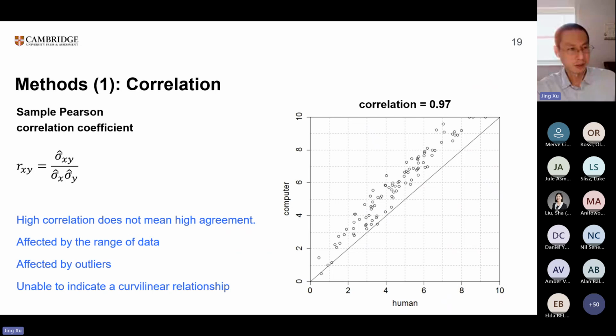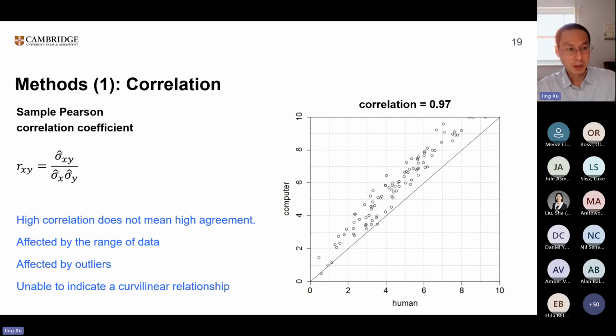One is that you can use correlation. On the right side is the scatter plot. The correlation has its own problems. High correlation does not mean high agreement. You can see the correlation here is about 0.97, but all the data points are above the diagonal line. What does that mean? That means the computer is always more lenient than the human. It's always giving a higher score than the human, which is not really ideal, but the correlation just masks this information.